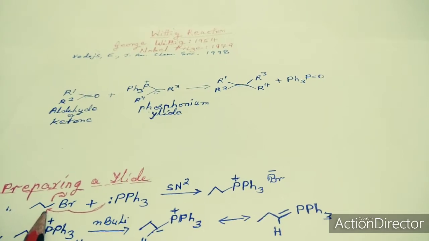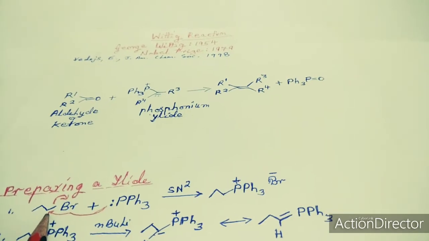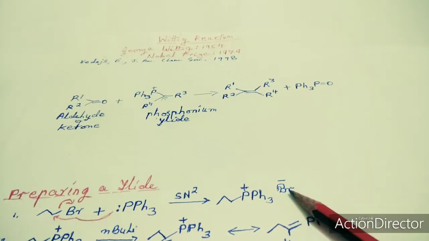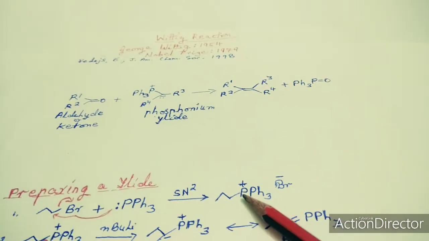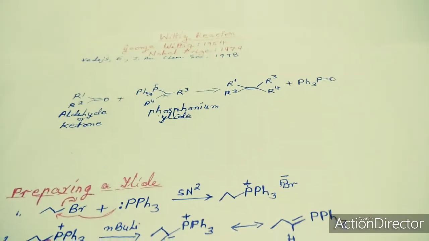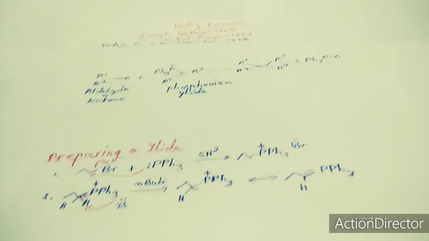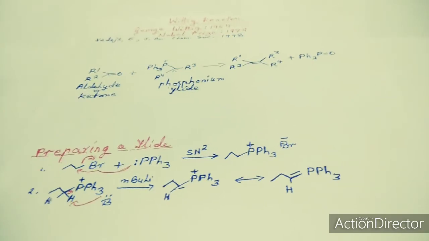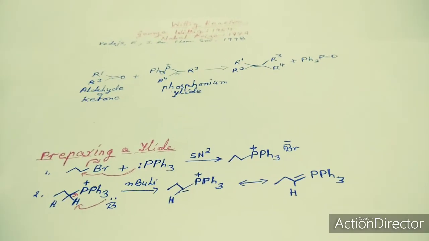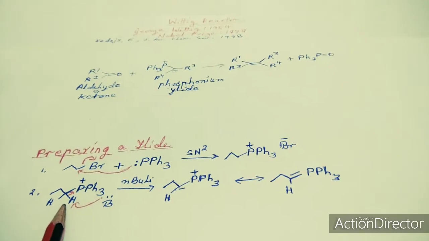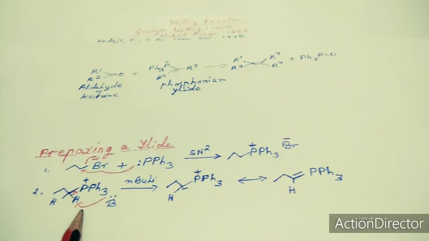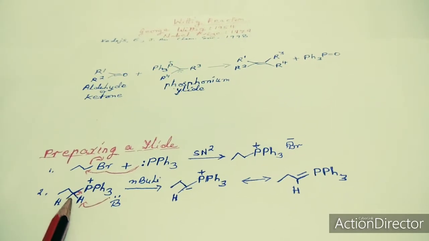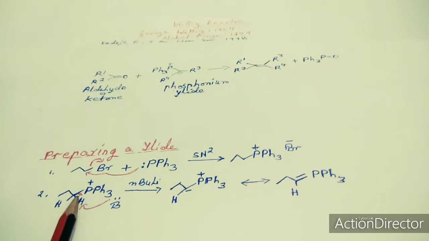As a result of this, the phosphorus will tend to get a positive charge because it has given a lone pair of electrons here, and the bromide will therefore leave as Br negative. So this phosphorus gets a positive charge. Now, when a base is added to it, because phosphorus has a positive charge, it will be attracting the electrons from the alpha carbon towards itself. As a result, this alpha hydrogen becomes acidic. In the presence of a base, this will be pulled away as H positive, leaving the electron pair to form a double bond with phosphorus.